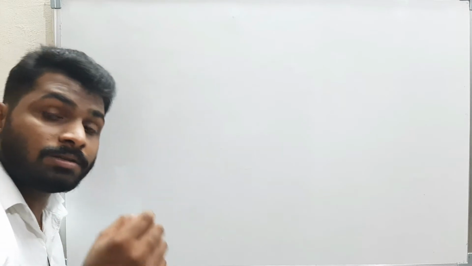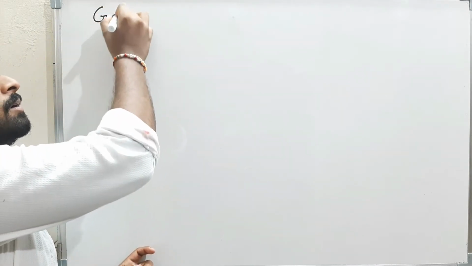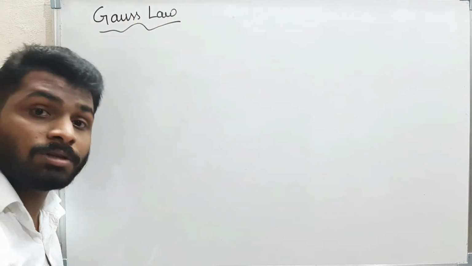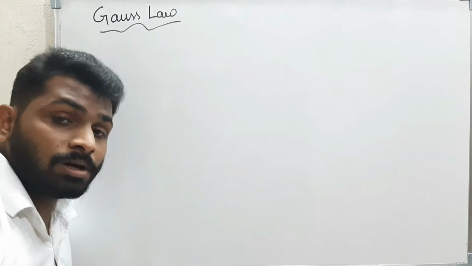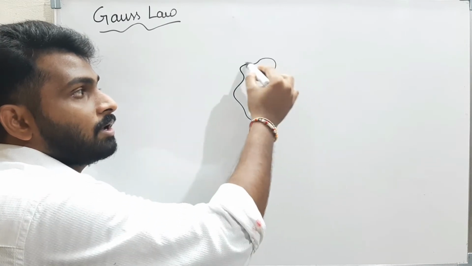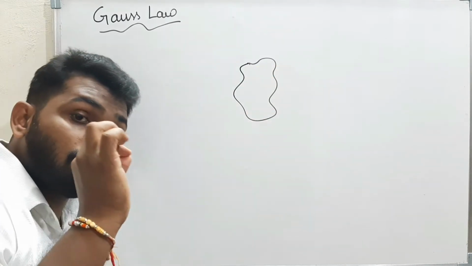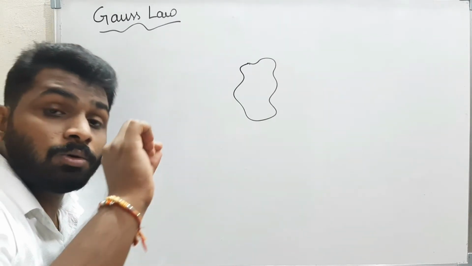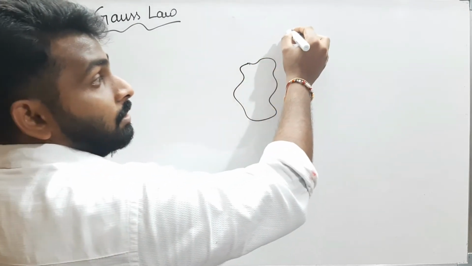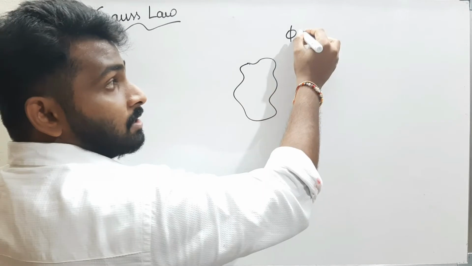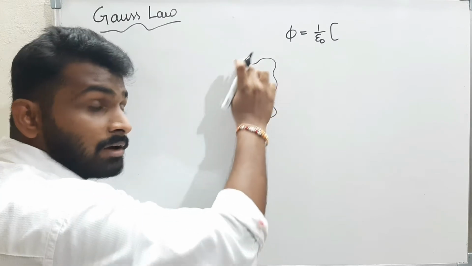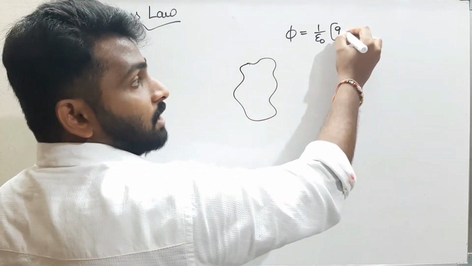Now see here. What is Gauss law? Already you guys know this. According to Gauss law, the total flux through any closed surface is equal to 1 by epsilon naught times the total charge enclosed in this closed surface. Observe carefully. The total flux through this closed surface is equal to 1 by epsilon naught times the total charge enclosed by this closed surface.